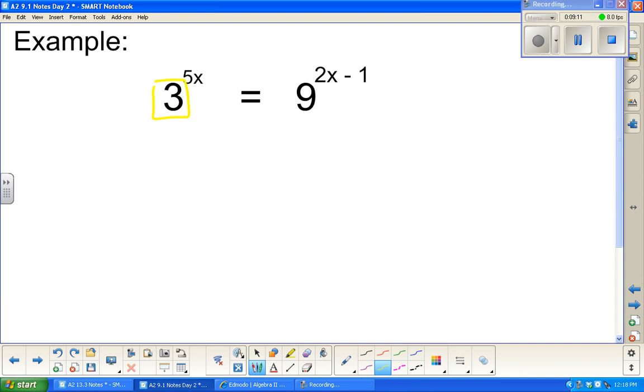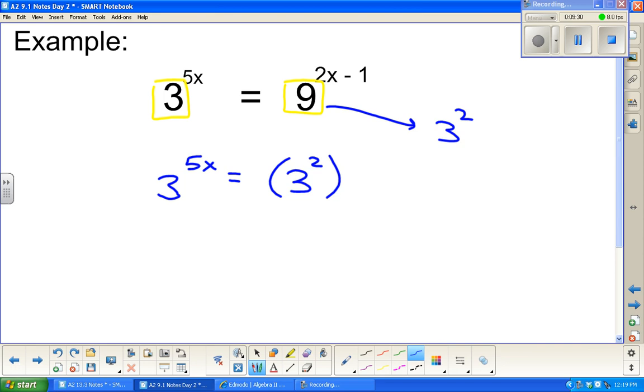The one base is 3, the other base is 9. Okay, and it should kind of jump out at you that you could rewrite 9 as 3 squared. So this side, let's leave the 3 alone here. The right side, 9 is really 3 squared, and that's still getting raised to a power. So the bases are the same. They're both 3. It's just that there's something going on where the right side has 2 exponents.